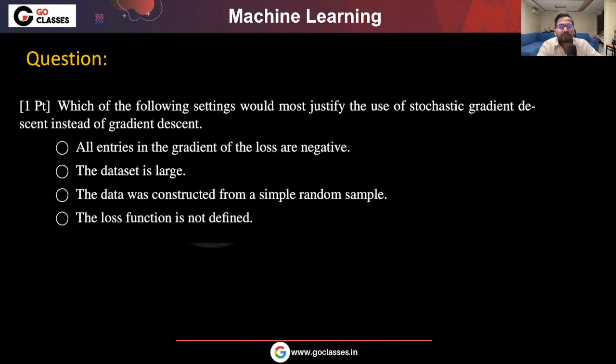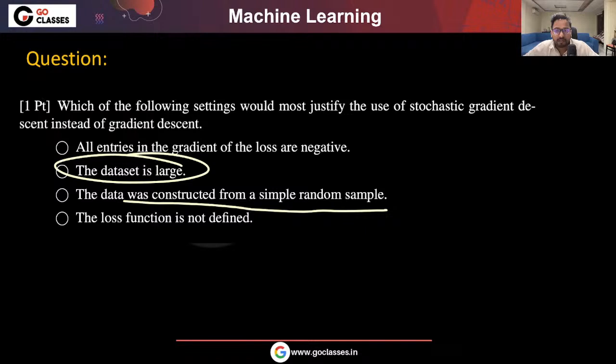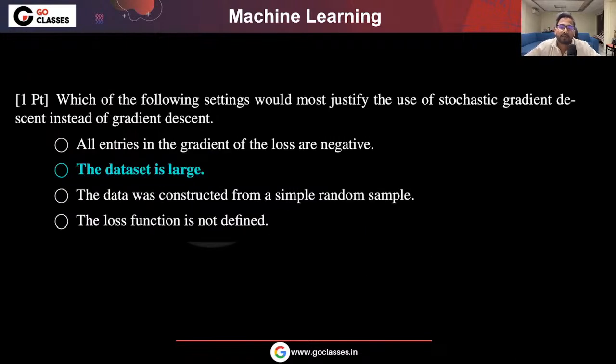Which of the settings would most justify the use of stochastic gradient descent instead of gradient descent? All entries of the gradient of the loss are negative? No. The data set is large? The data was constructed from a random sample? No, the loss function, no, no. So basically, if the data set is large, then we will go for stochastic gradient descent, right? Have you understood this? Let me know.